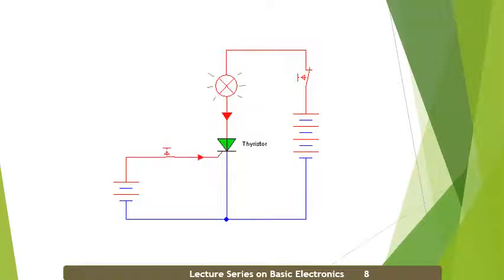Assume that this switch will be closed. When this is closed, until you give your gate voltage, the SCR will not be turned on. Just look at the operation. Until and unless the gate voltage is applied, your SCR is off only. Once the gate is closed, then the current flows from anode to cathode and the bulb glows here.